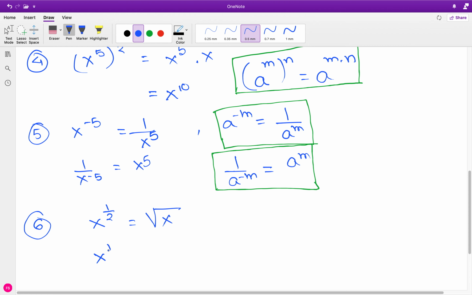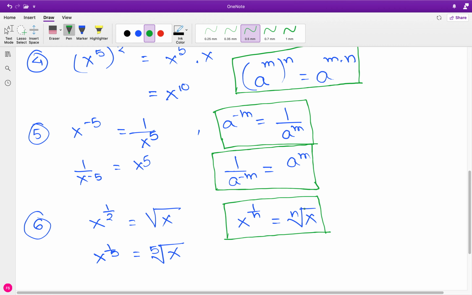If you have x to the power of 1 over 5, this also means 5th root of x. So we can say the general form of this is x to the power of 1 over n equals the nth root of x. Whenever you have a root, it's the same thing as the power, but reciprocal. So 1 over the root.